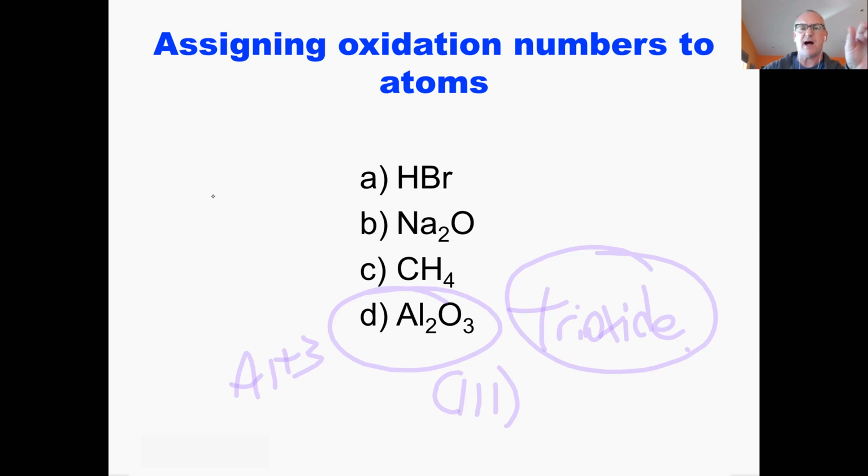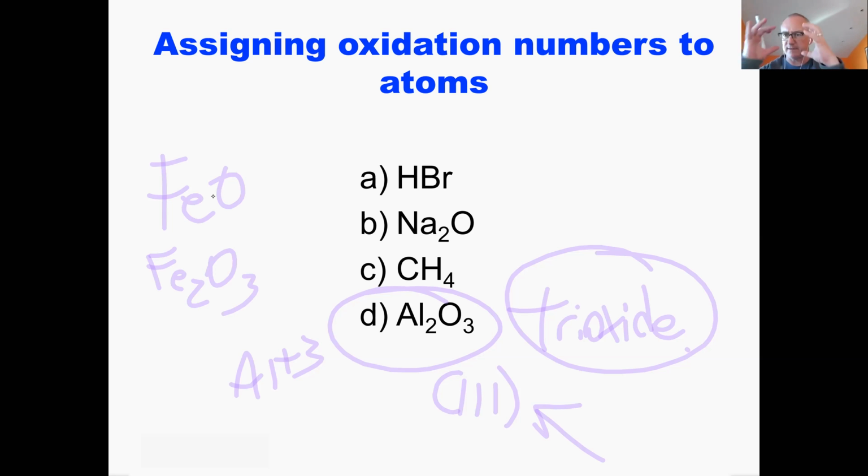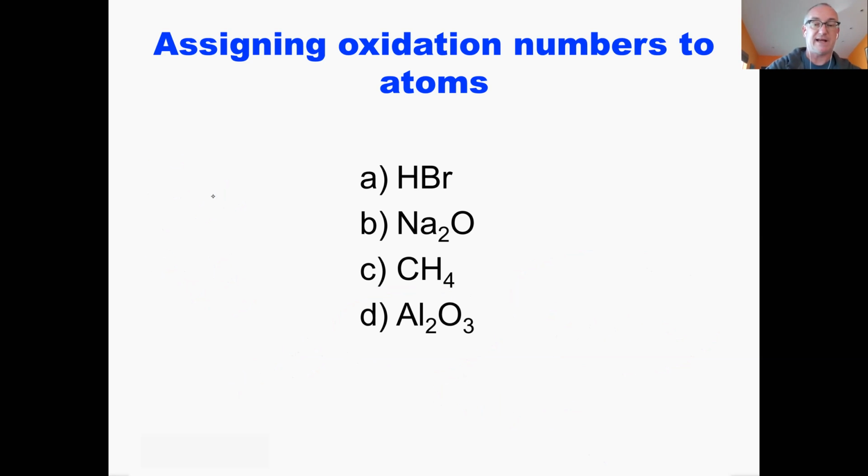Now, if it was iron oxide, we don't know what that is. That could be that, or it could be that. We don't know which one it is. So then you have to put the Roman numeral in there. But we only use tri and mono and tetra and all that in covalent compounds. Because in ionic compounds, given the charge of the metal, you know what the charges of the nonmetals are. You know there's only one way for those things to go together.